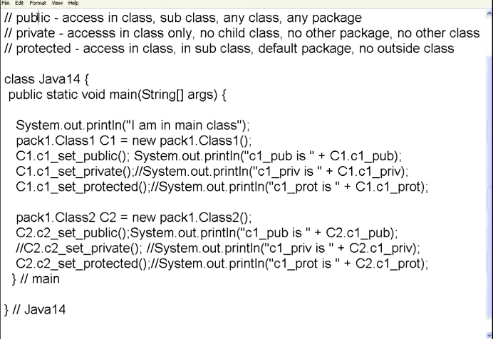So public is wide open to all. Private is too narrow, it can be accessed only within that class. So it is the ultimate safeguard for the attributes. Protected means base class and the derived class and the classes within the default package. So these are the basic things on the attributes.